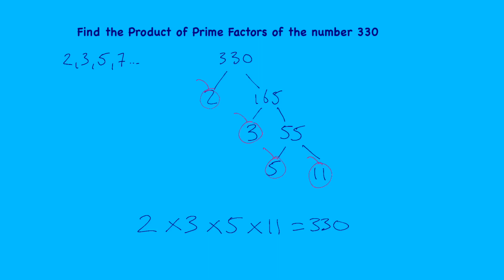So my product of prime factors of the number 330 is 2 times 3 times 5 times 11. Now just check that again. Check that whenever you multiply the four numbers together, you do indeed get 330. Always start with the biggest number. So 11 times 5 is 55. 55 times 3 is 165. And 165 times 2 is 330. So yes, that is correct. That is the product of prime factors of the number 330.